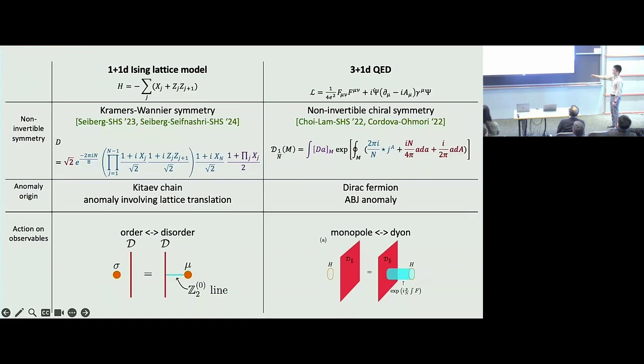In the Ising case, the non-invertible symmetry comes from an anomaly involving the lattice translation of the Majorana or Kitaev chain. In the QED case, the non-invertible symmetry comes from the ABJ anomaly of the Dirac fermions. In the Ising case, it exchanges order with disorder. In the QED case, it exchanges monopole with the dyon. So for me, it's really nice to see that these two seemingly unrelated systems actually share very similar symmetry structure. And for me, I think that's really the beauty of symmetry. And with that, thank you for your attention.